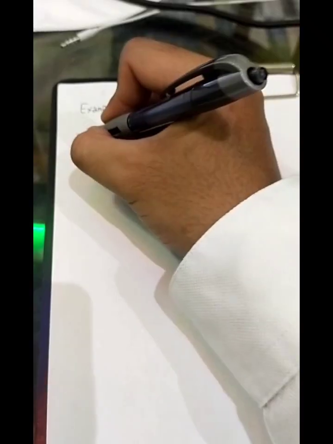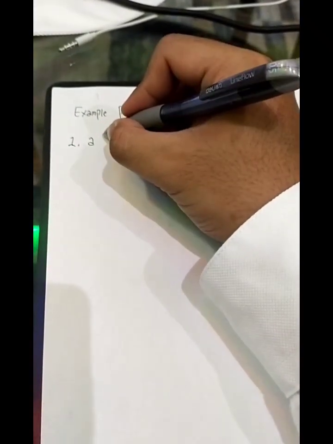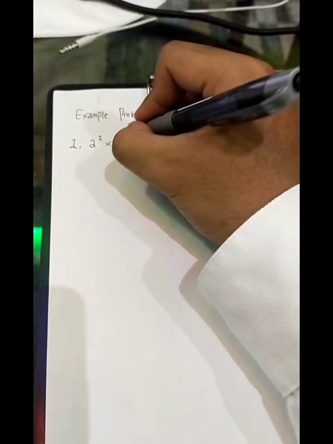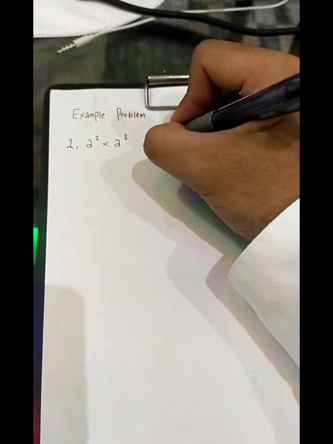Now let's dive into some example problems. We have 4 example problems here, 2 for simplification and 2 for calculating the result. Now let's go ahead with the first one. So let's get started with the first problem. Here we have number 1, a to the power of 2 times a to the power of 3 equals a to the power of n. So here we need to find n.